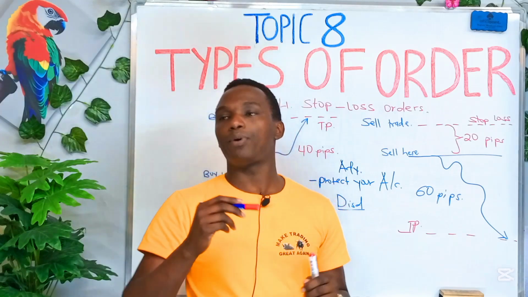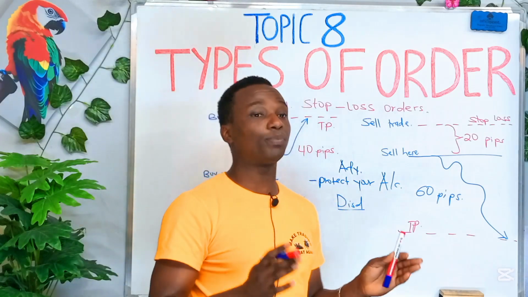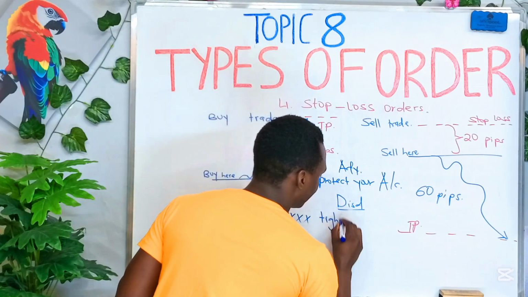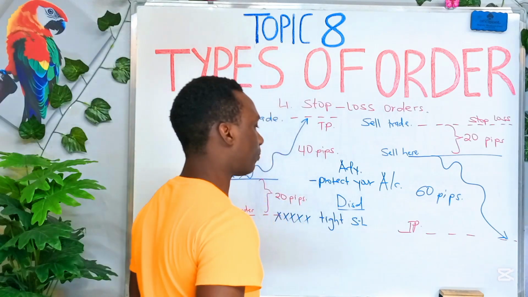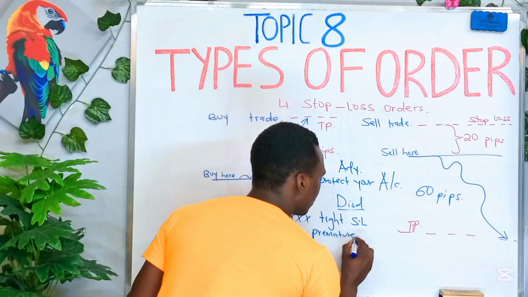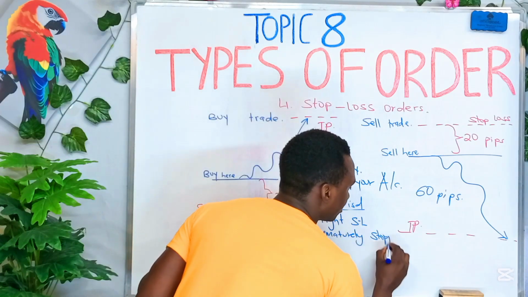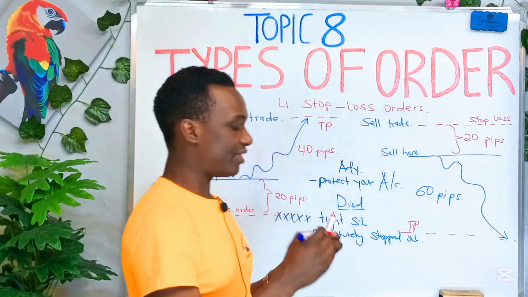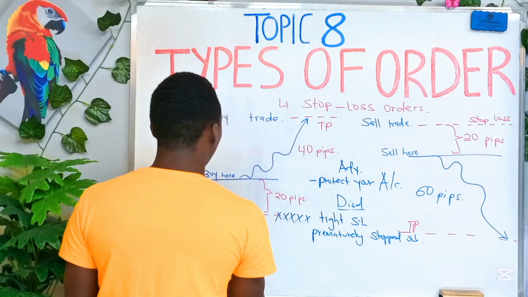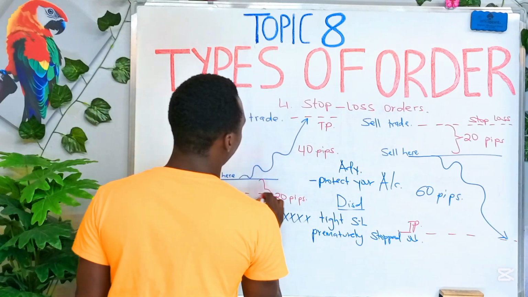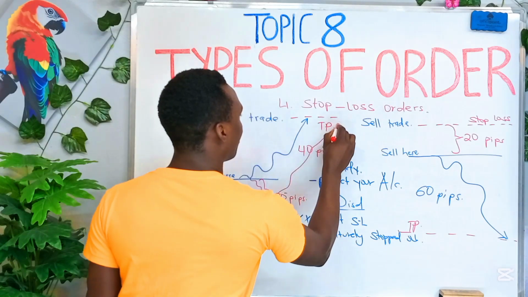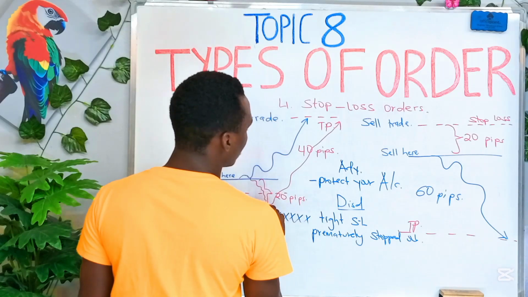Using tight stop losses, you might get stopped out prematurely. Okay. So if you use tight stop losses, SL for stop losses, you might get stopped out, and then the trade moves to your favor, to your desired direction. Okay. So if you placed your stop around here and the market decided to come this way and then this way, you will get prematurely stopped out.